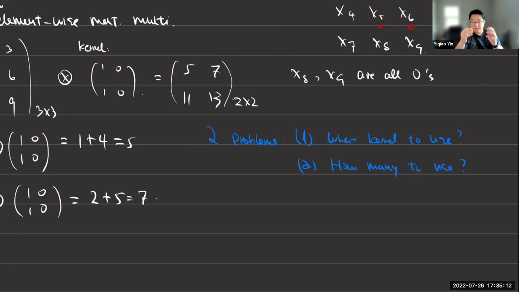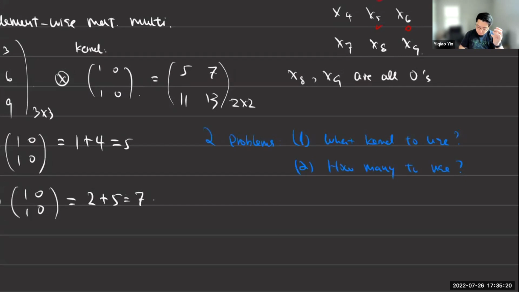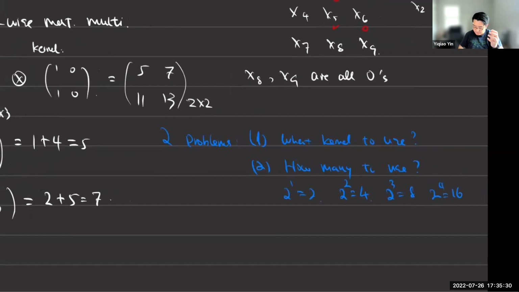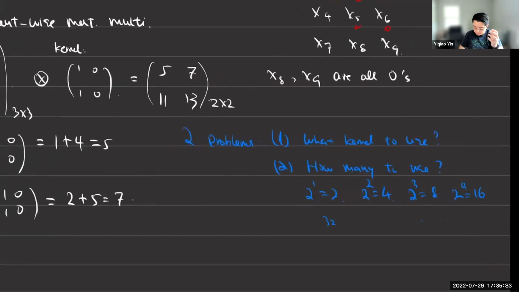People tend to use a kernel number that's a power of 2. What's a power of 2? 2 to the power of 1 is 2. 2 squared is 4. 2 to the power of 3 is 8. And then 2 to the power of 4 is 16, and so on and so forth. Eventually you get 32, 64, 128. What's next? 256, 512, 1024, 2048, and that's it. Typically, people tend to pick a number from this list.